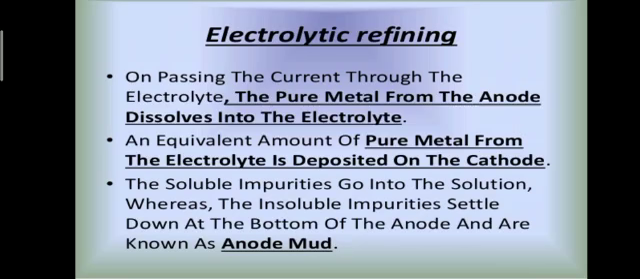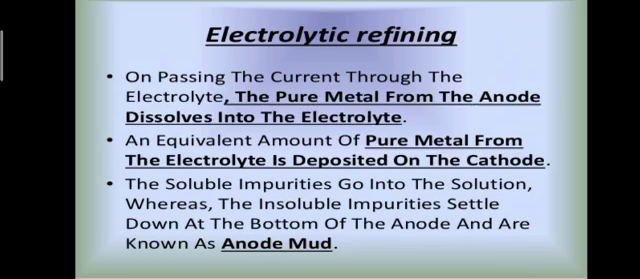First, we have taken the impure blister copper as the anode, a thin rod or sheet of pure copper as the cathode, and the electrolyte is copper sulfate and dilute sulfuric acid solution. Now the potential difference is 1.3 volt in this process. During electrolysis, the pure copper is deposited on the cathode plates. As we have already studied, a thin rod or sheet of pure copper is made the cathode. So the pure copper is deposited on the cathode plates.